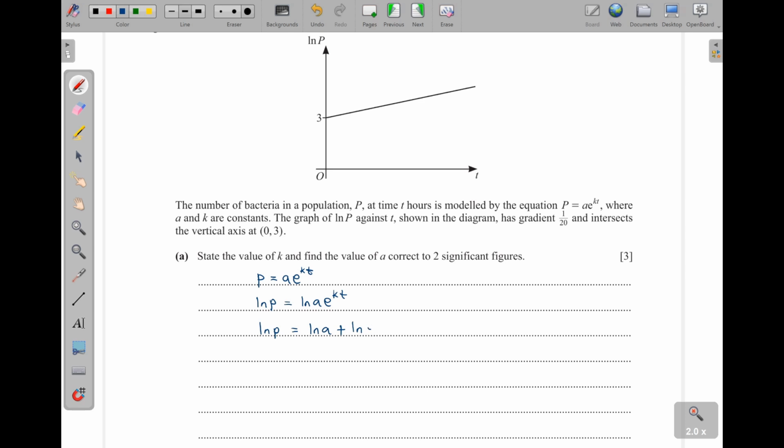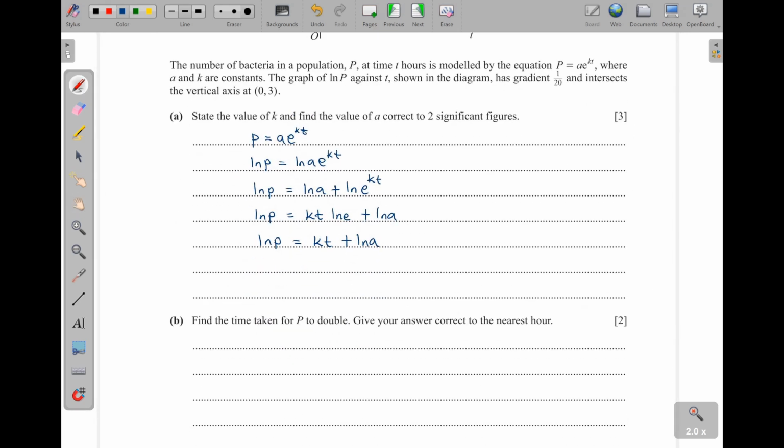to the same base. Okay, so we shall have natural log of P, which is equal to, this one will come down here. That is also a rule in logarithms. So kt, and then natural log of e, then plus the natural log of A. So we shall have natural log of P, which is equal to kt, because natural log of e is 1, then plus the natural log of A.